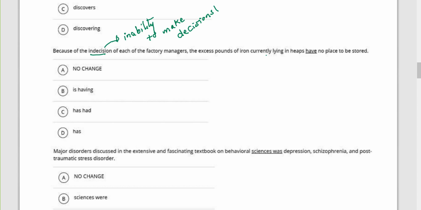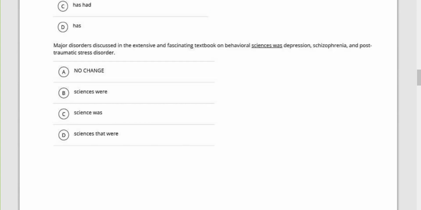So because of the indecision of each of the factory managers, this has nothing to do with the subject-verb agreement, okay? So the main subject here, as Hajar said, the excess pounds, okay? And then of iron lying in heaps, this is a prepositional phrase. Thank you. And then we have got have. Have goes with what? With the excess pounds, okay? But this is A, correct as is.